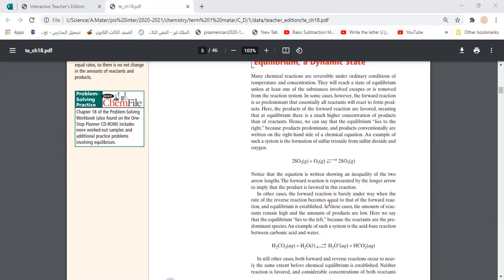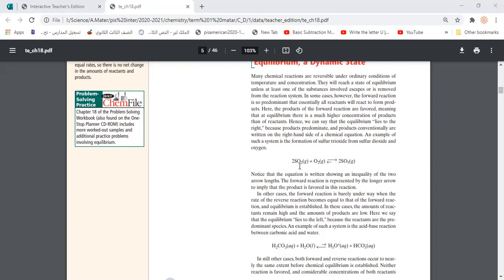So here we could say that, as you can notice, the equation is written showing an inequality of the two arrow lengths. The forward reaction is represented by the longer arrow, which means this reaction happens better than the other one, or it's favored. That means it has a higher rate than the other one.